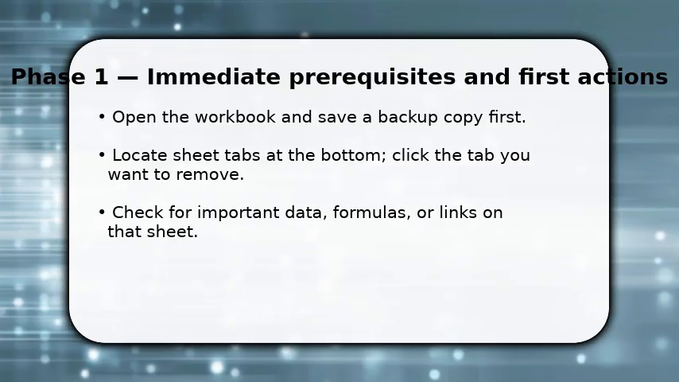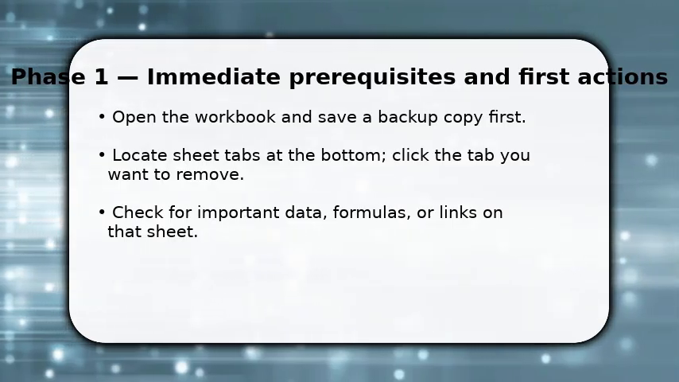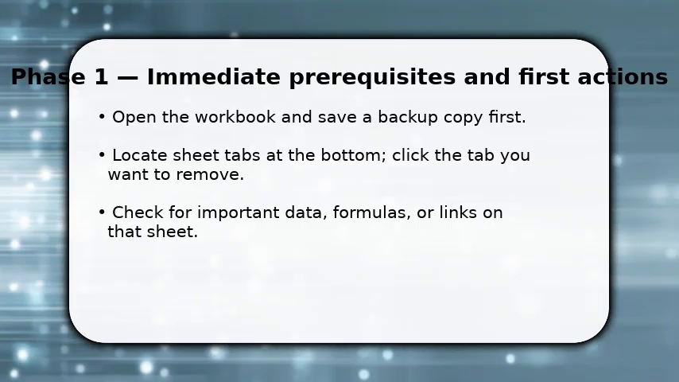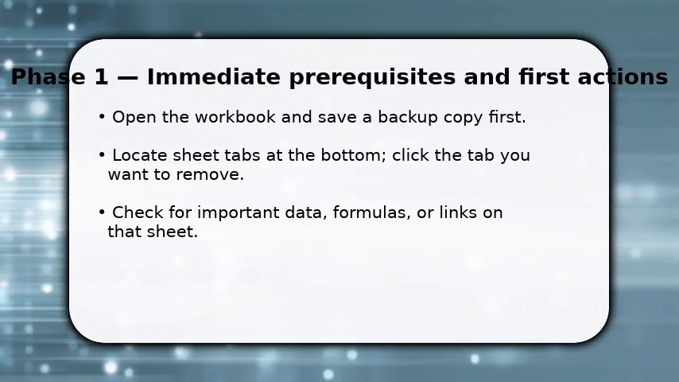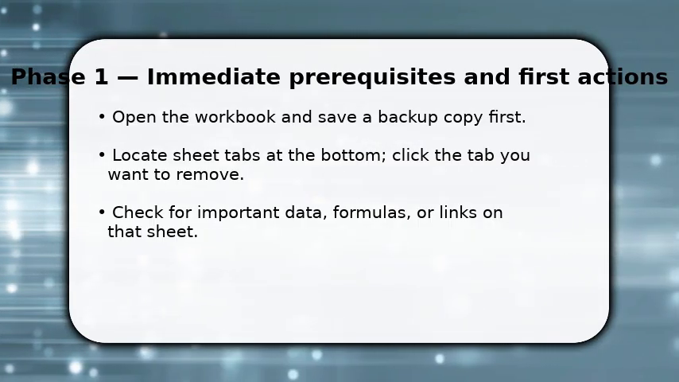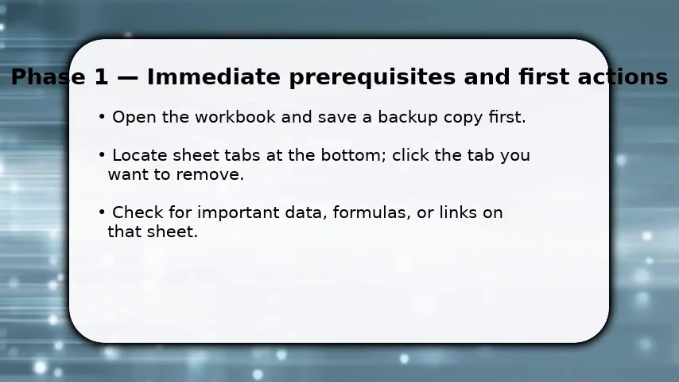You start by making a quick backup. It's faster than recovering lost data. Once saved, go straight to the sheet tabs at the bottom and click the tab you intend to delete. You're doing this now to confirm you've selected the correct page.